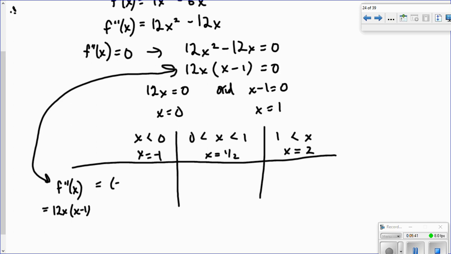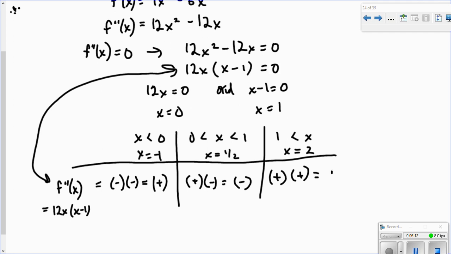Okay, so when x is -1, 12 times -1 is a negative, and -1 take away 1 is another negative. A negative times a negative is a positive. When x is a half, I'd have a positive and a negative. And a positive times a negative is a negative. And when x is 2, I'd have a positive. 12 times 2 is positive 24, and then 2 minus 1 is positive. So I have a positive interval.